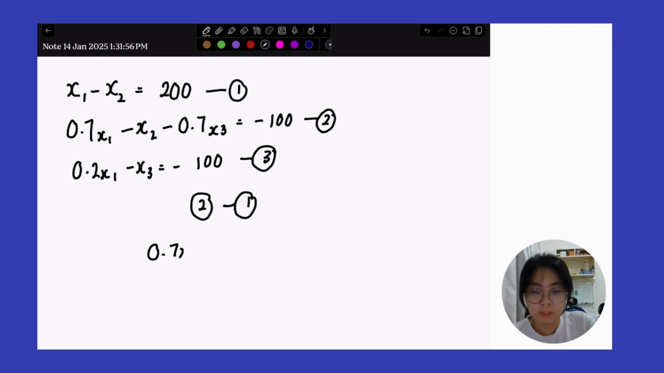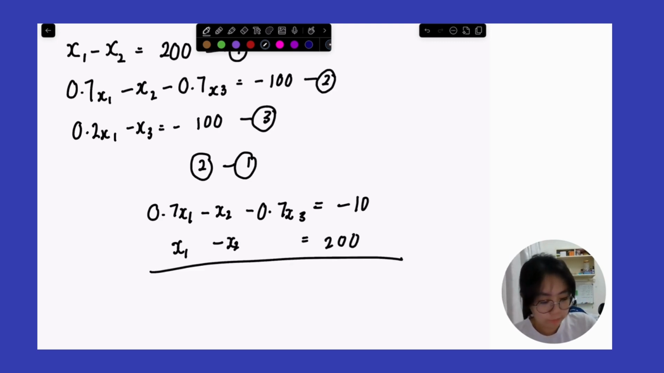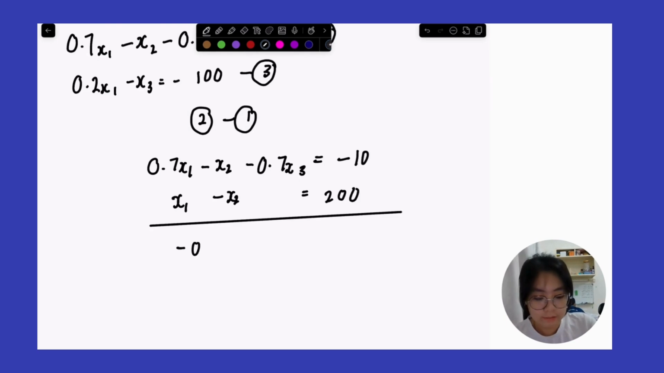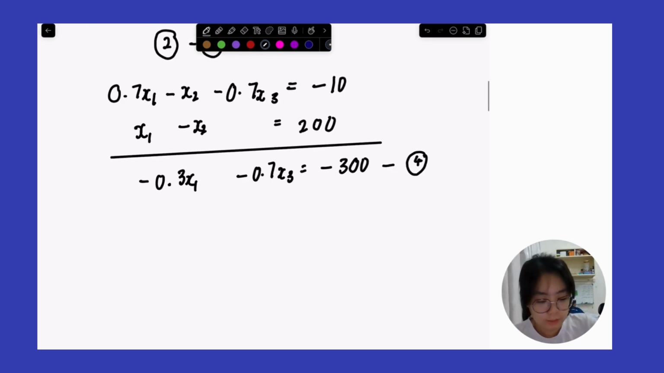So now we will use equation 2 minus equation 1. That is 0.7x1 minus x2 minus 0.7x3 equal to negative 100, and our equation 1 is x1 minus x2. So to eliminate x2, we will have negative 0.3x1 minus 0.7x3 equal to negative 300. So now we will have equation 4. So to find x1, we need to eliminate x3. So now we'll be using equation 4 minus equation 3 times 0.7.